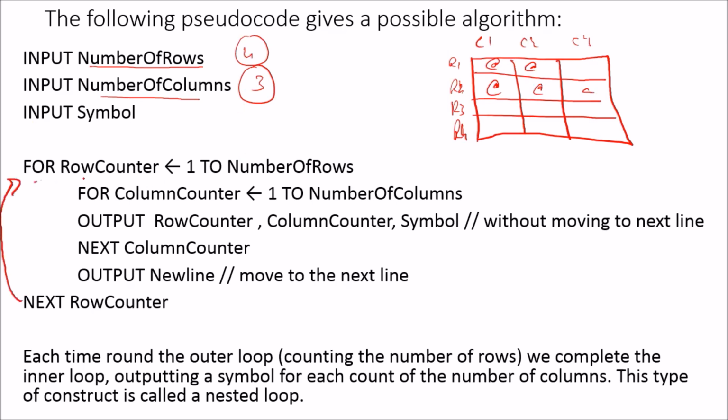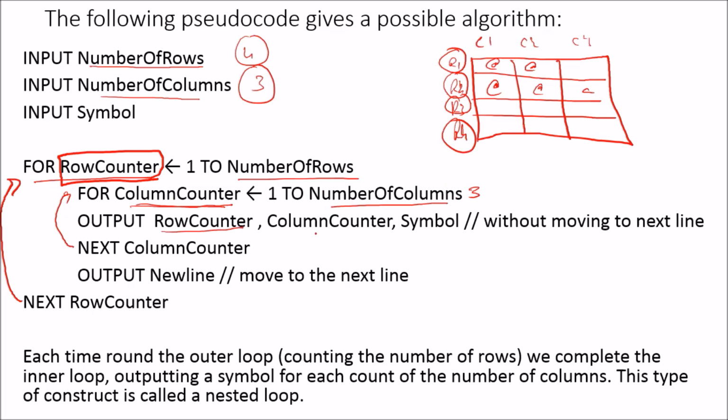4 to next, this 4 to next is for your row. ठीक है, आपका रो 1 से नंबर ऑफ रोज तक चलेगा. रो 1, रो 2, रो 3, and रो 4. And inside this, you have another nested for. Inside that, you have another for loop that is for column counter 1 to number of columns. So this column counter is number of counter कितने हैं मेरे पास? 3. Okay. So output row counter and column counter.